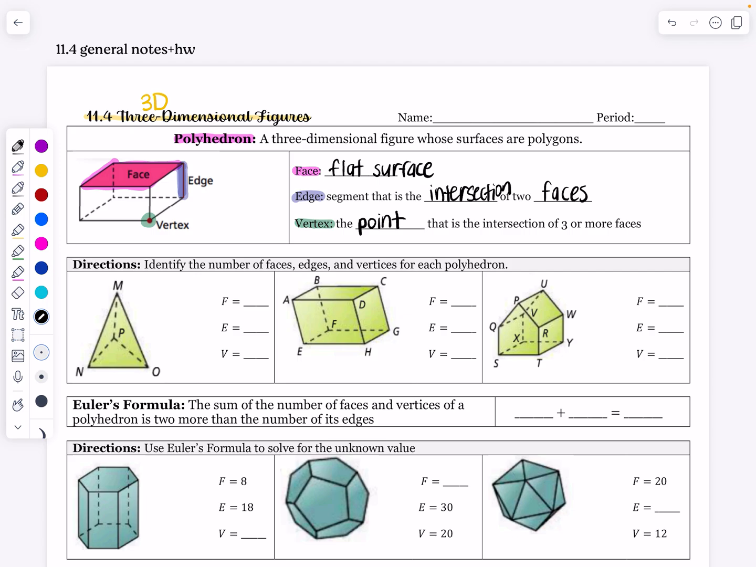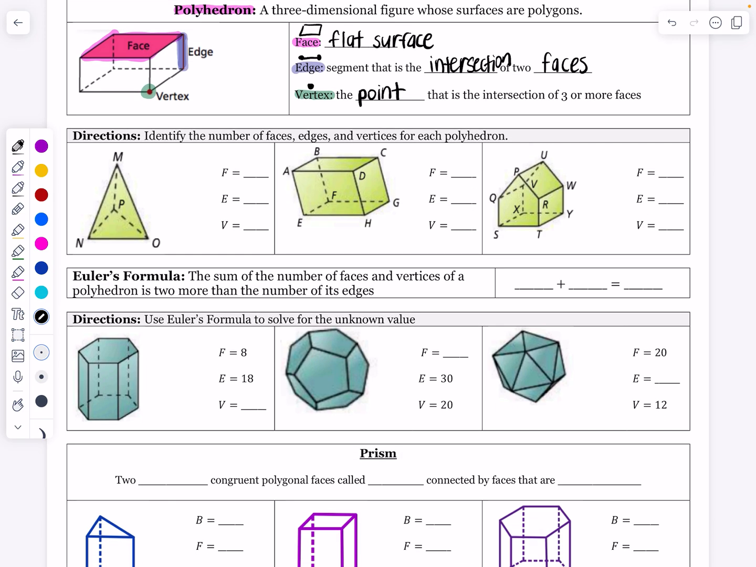So the face is the flat surface, the edge is the intersection of two faces, so it's a segment, and then a vertex is going to be a point. So here's another way to say that. A face is going to be a plane. An edge is going to be a segment. A vertex is going to be a single point. So when we name a face, you need 3 or more letters to name a face. You need 2 letters to name an edge since it's a segment. And so I'm going to do this. There's a face, there's an edge, and then a vertex is always going to be a point. Okay, so what we're about to start doing is identifying the number of faces, edges, and vertices for each polyhedron.